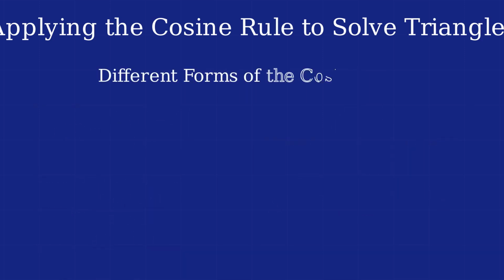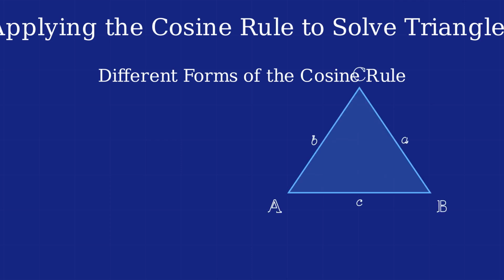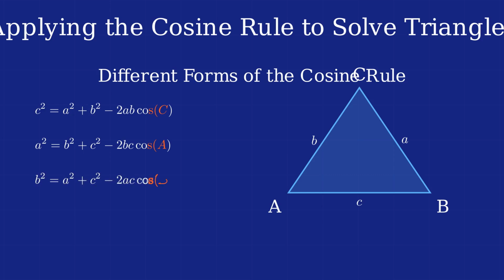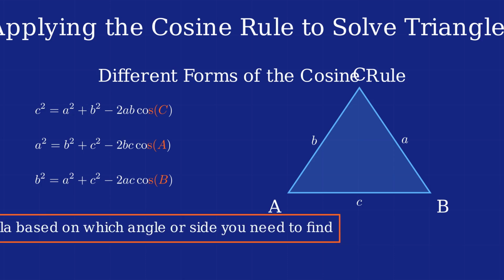The cosine rule can be written in three different forms, depending on which side or angle we need to find. To find side C, we use the formula c squared equals a squared plus b squared minus 2ab times cosine of C. Similarly, for side A, we have a squared equals b squared plus c squared minus 2bc times cosine of A. And for side B, b squared equals a squared plus c squared minus 2ac times cosine of B. Choose the appropriate form based on which angle or side you need to find in your specific problem.